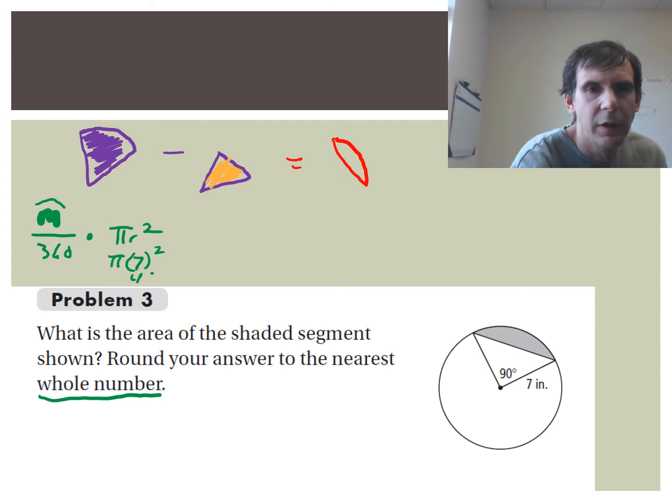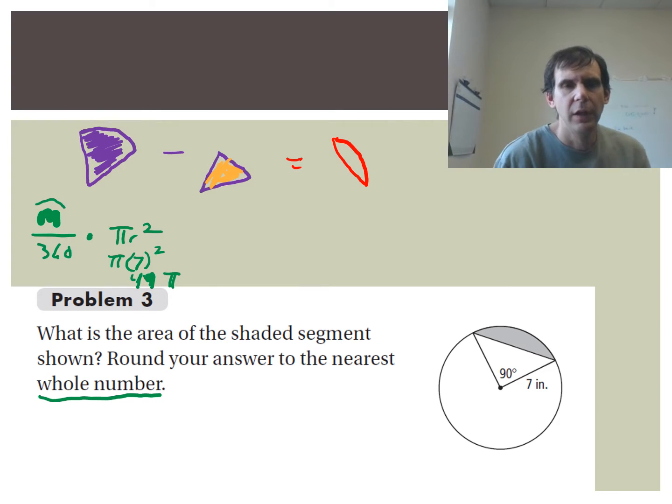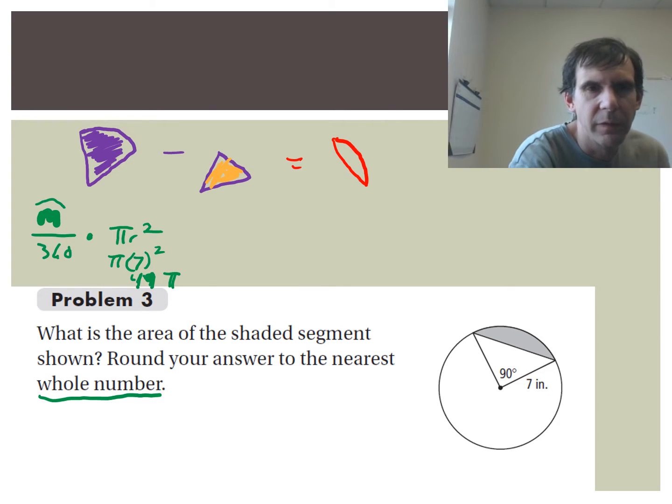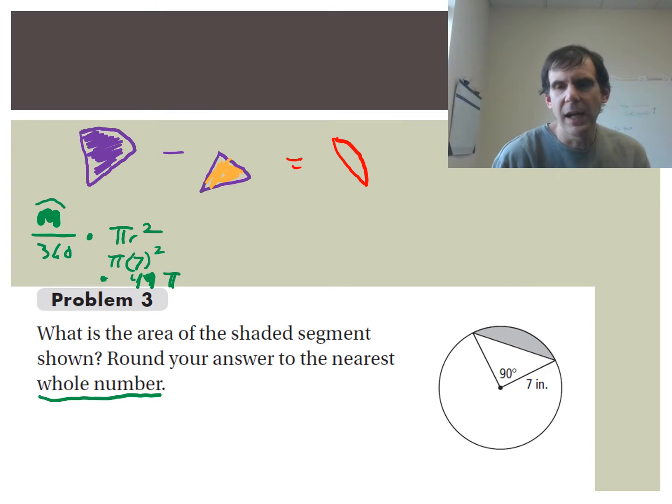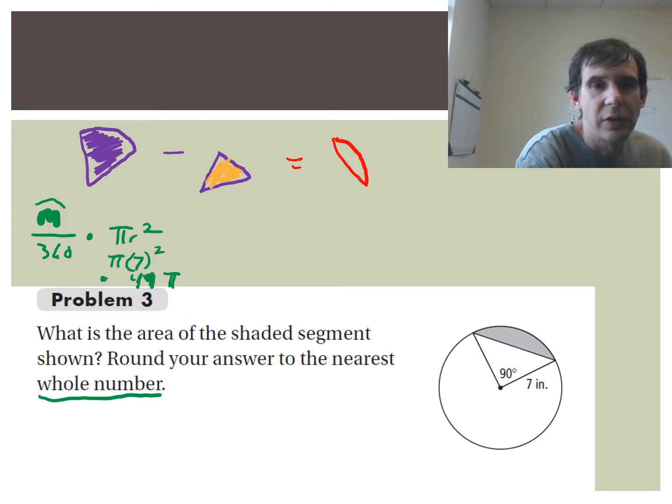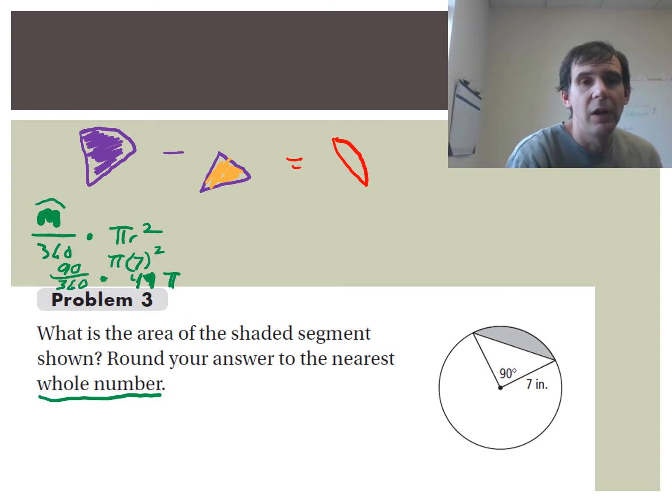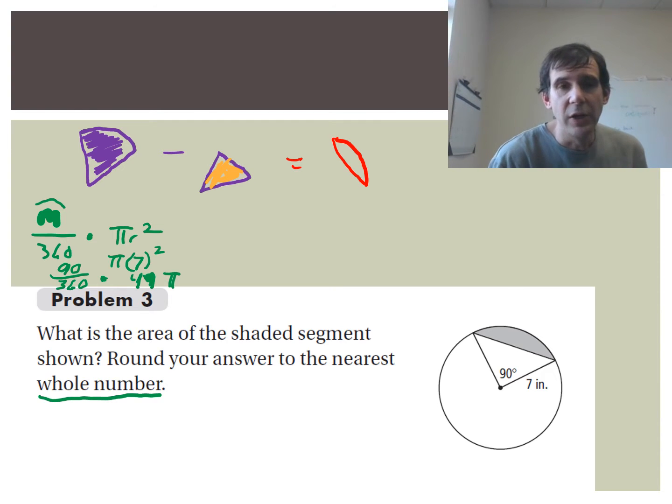What's going on here? Ooh, what is going on? Having a little trouble writing here. So we got 49 pi for our area. We're going to be multiplying that times the measure of the arc. Well, the measure of the arc is 90 degrees. So it's going to be 90 degrees over 360.